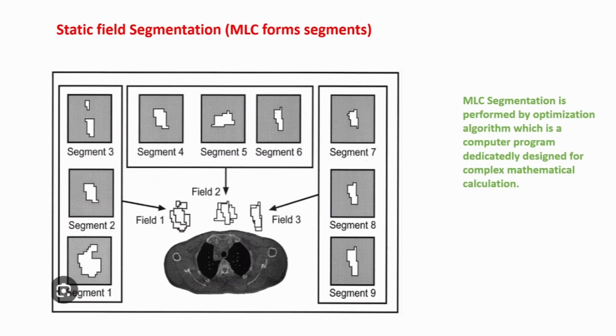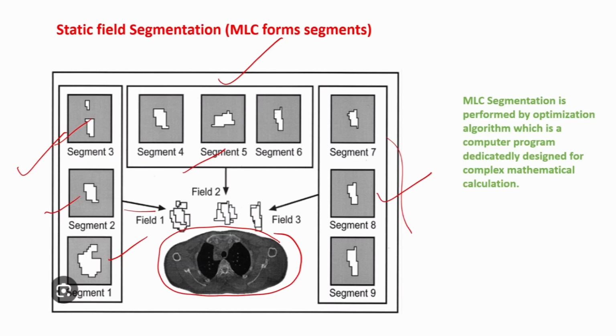What happens in segmental IMRT? Suppose this is our treatment area. This area is being treated by three fields, 1, 2, 3. Now in each of these fields, suppose field 1, the MLC forms three segments, 1, 2, 3. So in field 1 the MLC has three segments, in field 2 the MLC has three segments, and in field 3 the MLC has three segments.